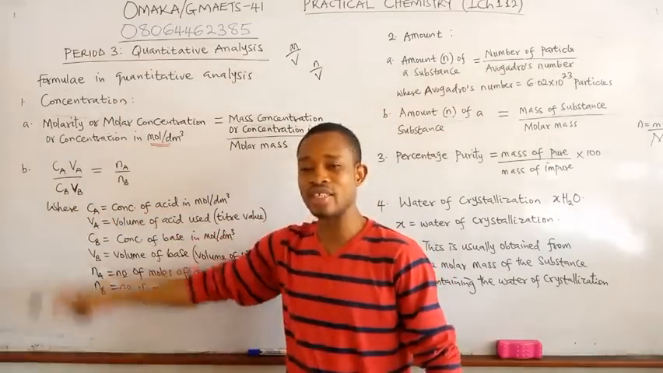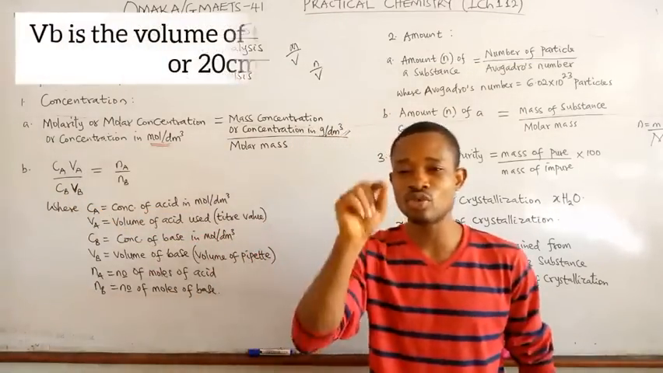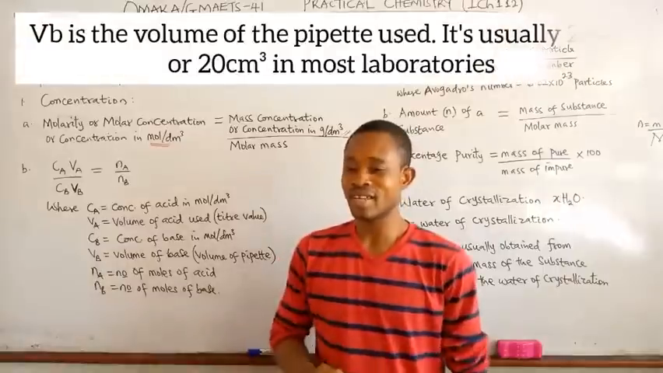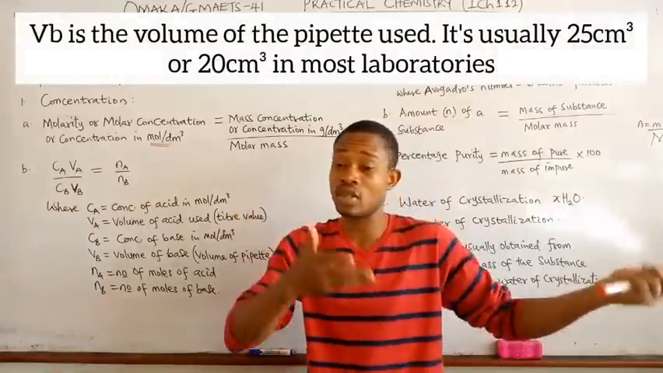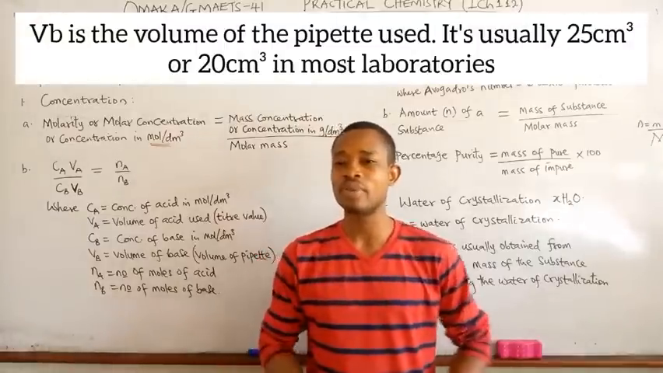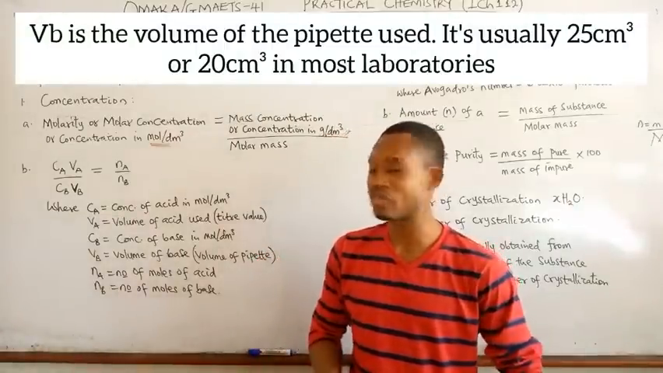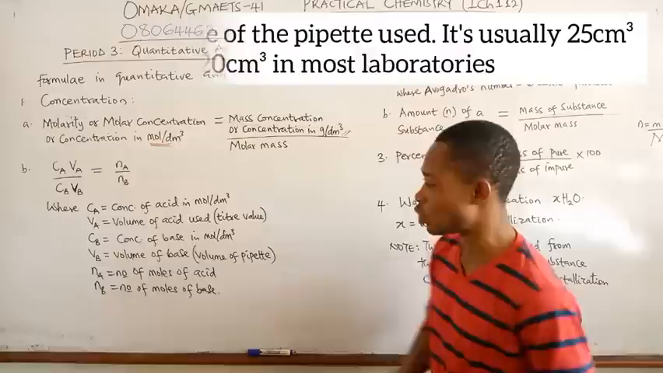Then VB is the volume of the pipette that you used to take your base. In most cases, the volume of the base, the pipette used in the laboratory, could either be 20 cm cube or 25 cm cube, depending on the one you meet in your laboratory.